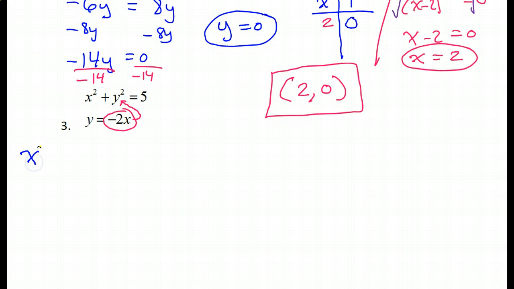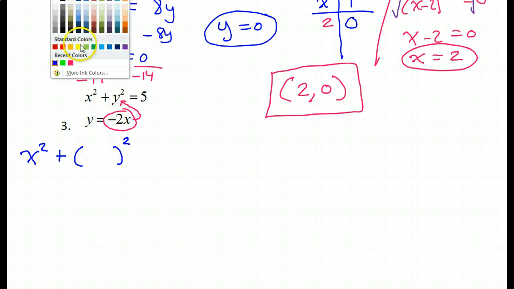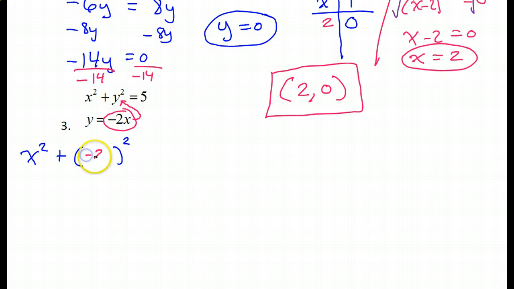So that's going to give us x squared plus, now here I've got y squared, but instead of putting y squared, I'm going to put this negative 2x in there.